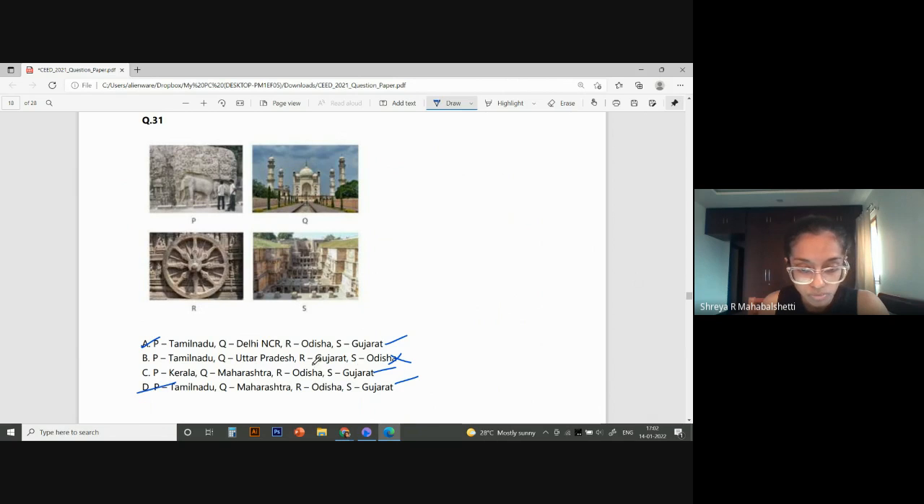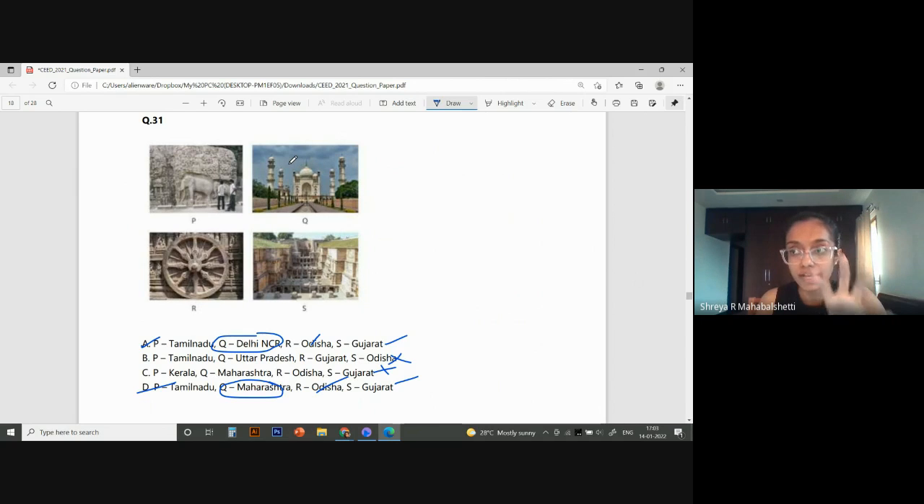Tamil Nadu, Tamil Nadu. So this option's gone. So we're left with Odisha. Okay, this is also there. So only difference is Delhi, NCR, and Maharashtra. Now I think so. What happened with me was I thought it was Delhi and I marked it Delhi, but it is Maharashtra. Now, how do I know?